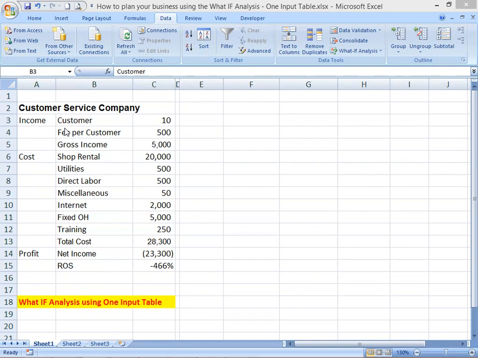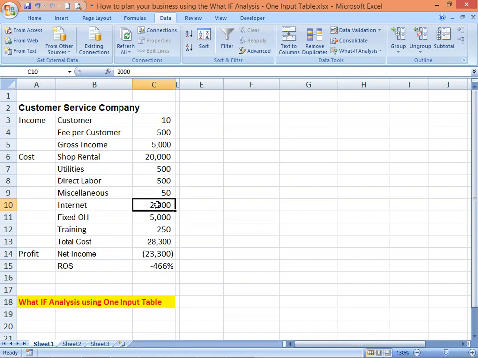In this example, you have a number of customers, then you have a fee of 500 pesos per customer. Multiply that, that would be your gross income. In running this business, you have to have cost. You have to pay for the shop rental. I put it as a fixed number, 20,000 rental. Then you have to pay for your utilities. I made it a variable cost, where I put the gross income as the multiplier, multiplied by 10%. Direct labor also is a variable.